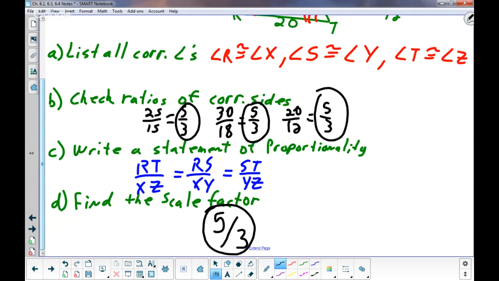So what all these ratios reduce to, that's my scale factor. And you'll notice every single one of them is the same. If one of them was not, then they wouldn't be similar.